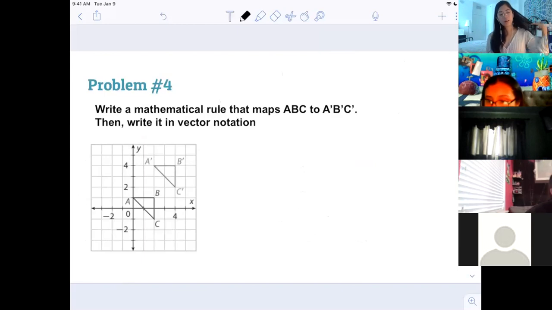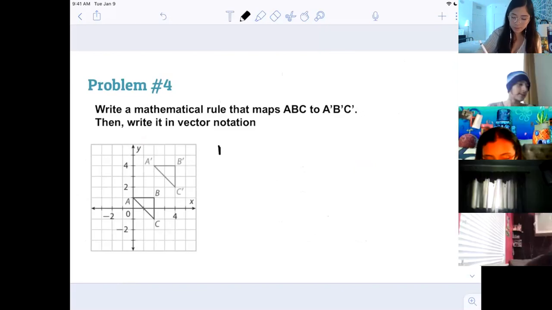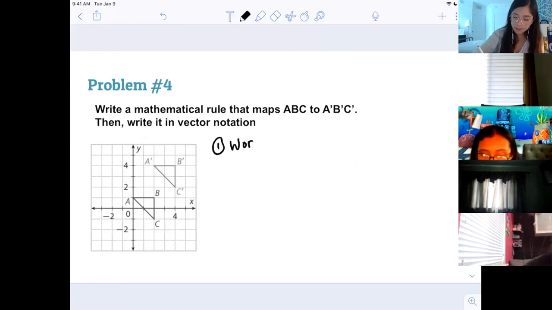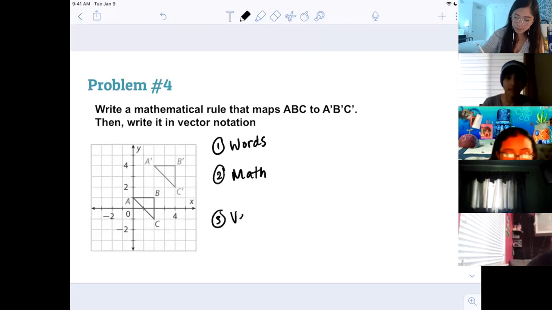Okay, so now we're going to go through a couple of problems where we see it and we have to write the rule. We're going to write the rule using the mathematical rule, just like we've been doing before, and then we're going to write it using vector notation. Actually, you know what? Let's do 3 things. I changed my mind. We're going to first explain it using words, then math, and then vector notation.